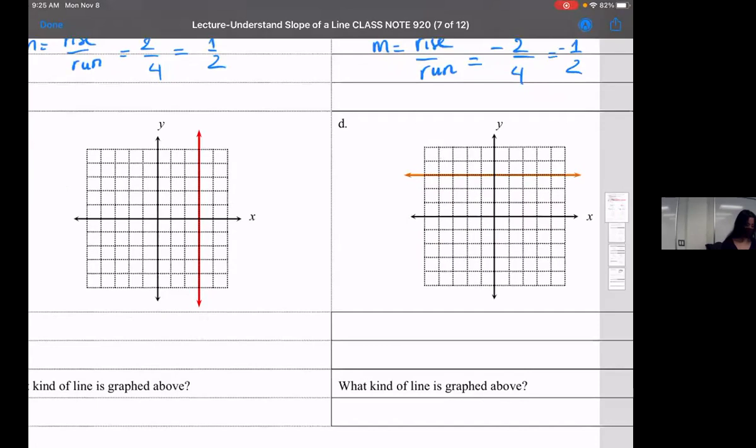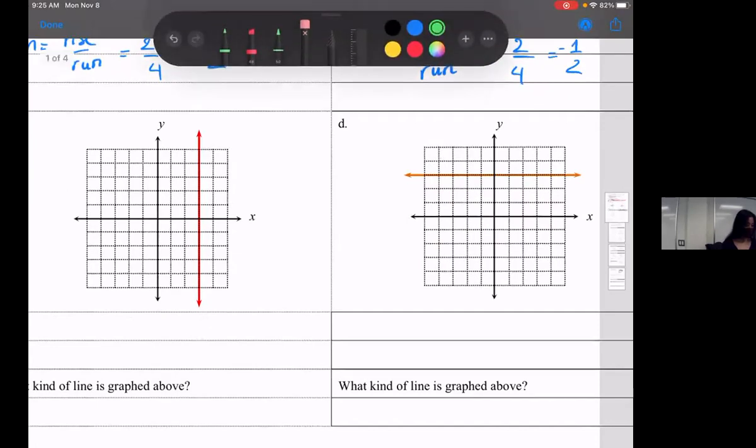So this is the horizontal graph. Can someone tell me what the equation of this horizontal graph is? We had this problem on the exam last fall. Good, thank you, Allison. y equals 3, right? y equals 3.